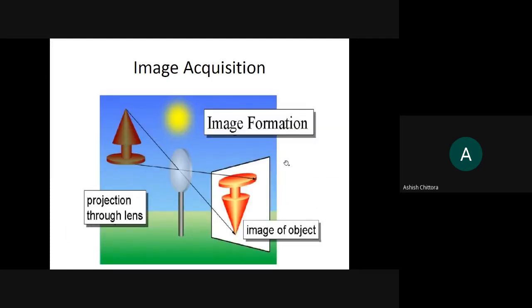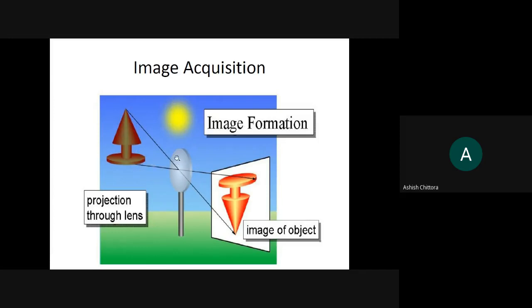So if you remember, there were photographic film cameras in earlier days. Those capture the analog form of the images, but these days we have digital cameras. Those cameras record the image in digital form. So this is a similar representation of image acquisition or image formation.